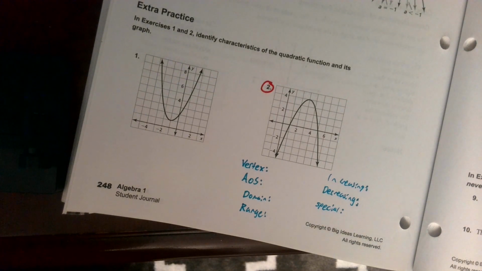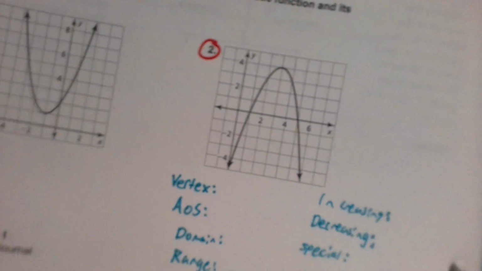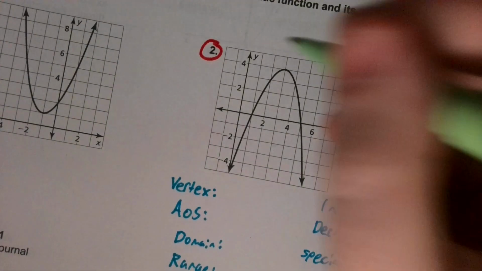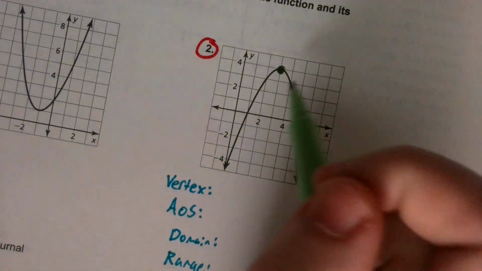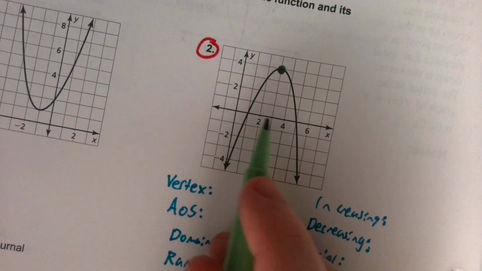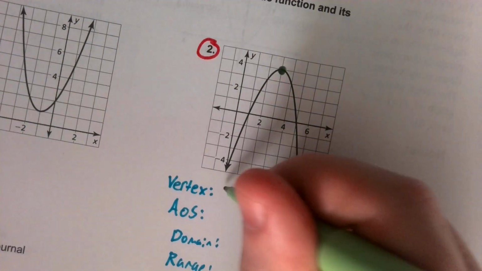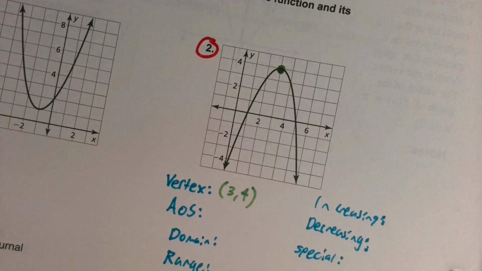Let's talk about this. The vertex of a quadratic function is always going to be either the highest or the lowest point. It's always the part where the graph changes direction. So there's our vertex up there. And this vertex happens to be at x of 3, y of 4. So it's (3, 4), since we always do x, y.